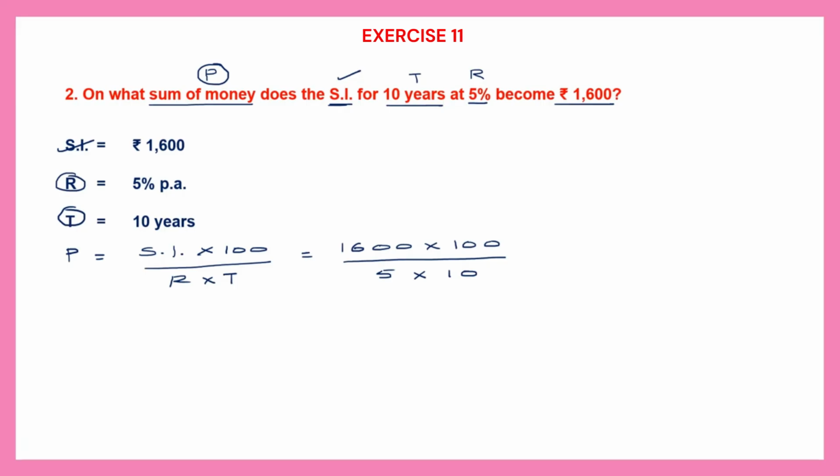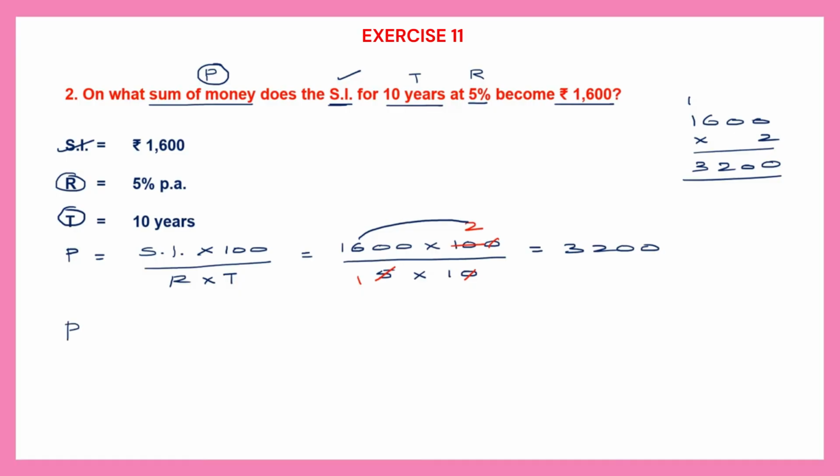Let's cancel whatever we can here. So we can cancel 10 here and 10. Now we have 10 on top. So we can cancel 5. 5 ones are 5 and 5 twos are 10. Now let's multiply this. We have to multiply 1600 into 2. 2 zeros are 0, 2 zeros are 0, 2 sixes are 12, carry 1, 2 ones are 2 plus 1 is 3. So this is 3200. That means the principal is rupees 3200.